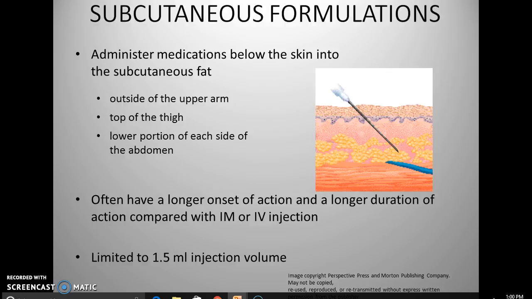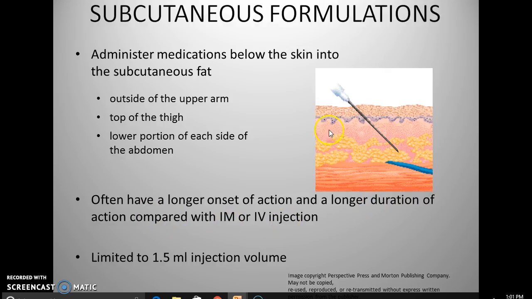Okay, let's continue to look at subcutaneous formulations, usually for administering the medication below the skin. Again, you can see that here. And this will be the depot for this type of subcutaneous formulation. Outside of the upper arm, top of thigh, lower portion of each side of the abdomen. Often have a longer onset of action and longer duration of action in comparison to IM and IV injection.